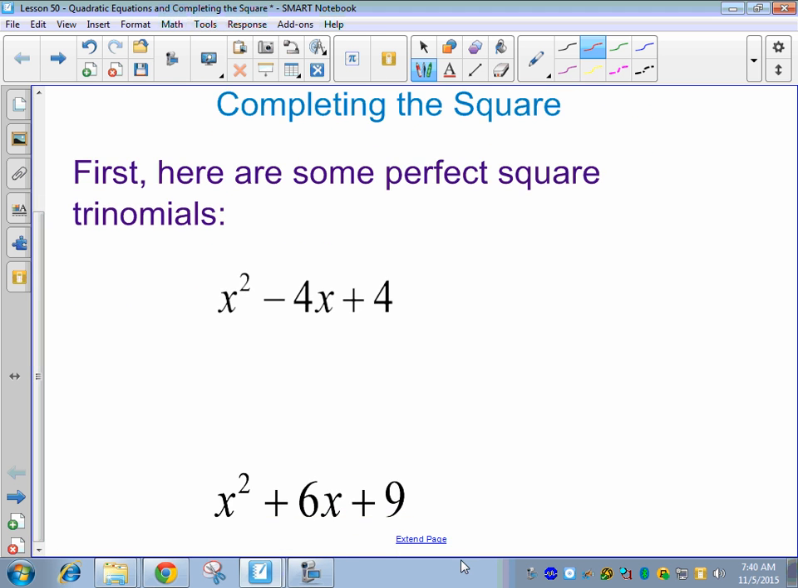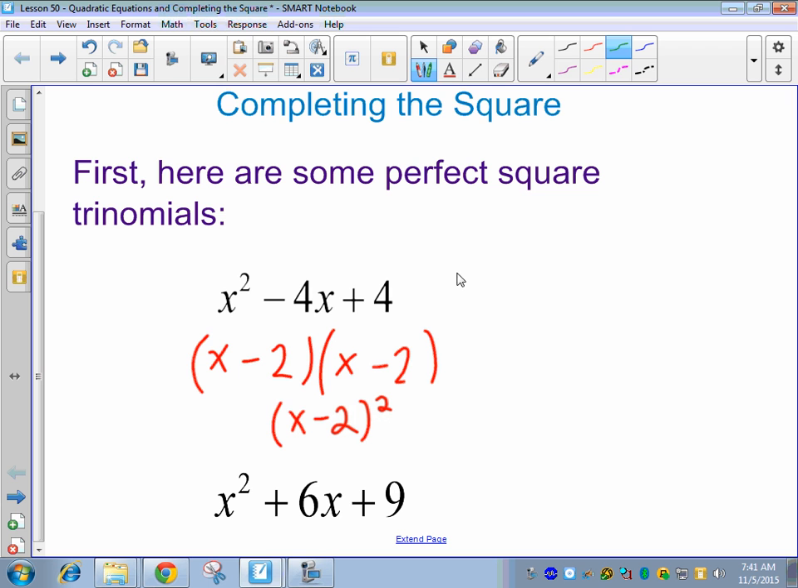X squared minus 4x plus 4 is a perfect square trinomial, and why is that? Anyone know how this factors? What multiplies to positive 4 and adds to negative 4? Lindsay? Okay, x minus 2, x minus 2. How could we rewrite this? We could rewrite this as x minus 2 squared. So this trinomial is a perfect square trinomial because it factors to two things that are exactly the same.